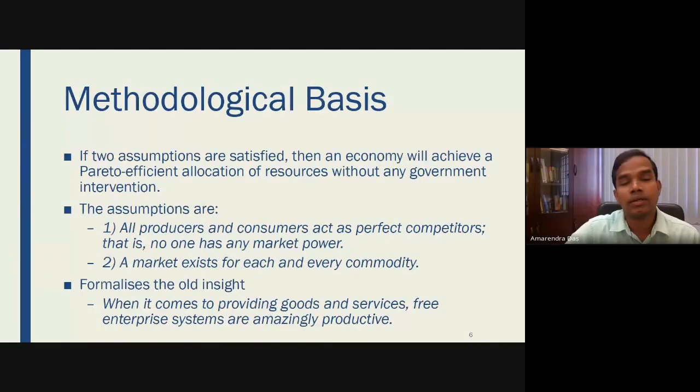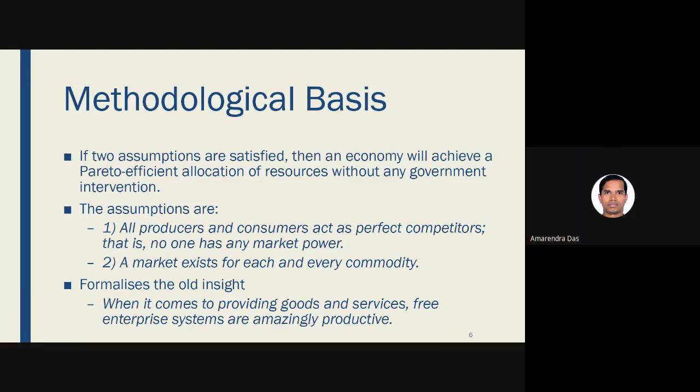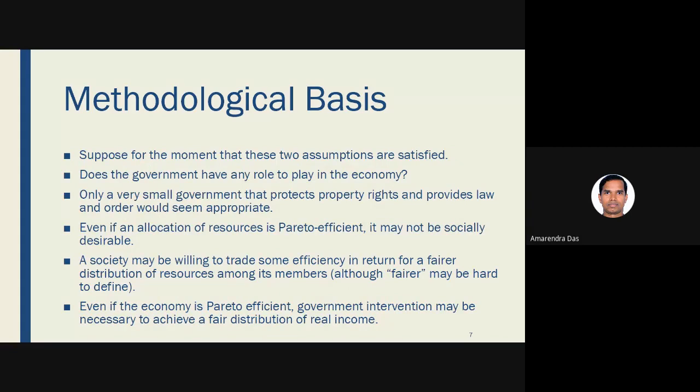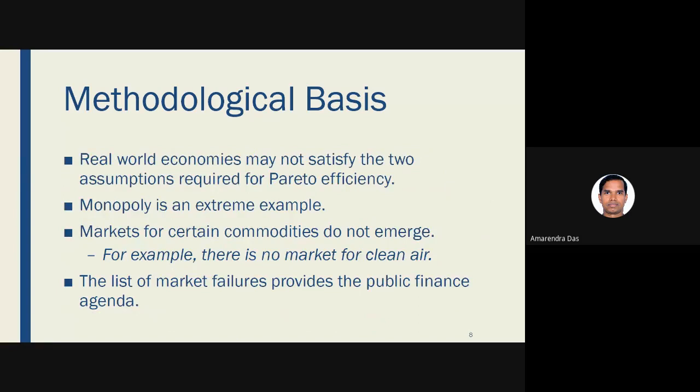Pareto efficiency, of course, takes a lot of assumptions. One is perfect competition, and usually it is believed that free enterprise systems are amazingly productive, but in reality the markets are not competitive or not really free. We discussed that even if those assumptions are fulfilled, Pareto efficiency might not be socially desirable, and that is why there is a need for the role of government.